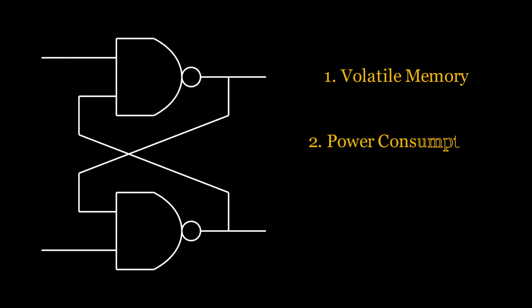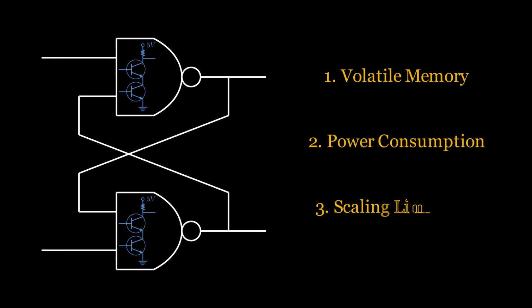Secondly, power consumption. To implement the logic gates involved, several transistors need to be implemented that require a considerable amount of power supply. Thirdly, scaling limitations. This whole setup is designed just to store one bit of data. That is another matter of concern. All of these issues can be resolved if we use a memristor.